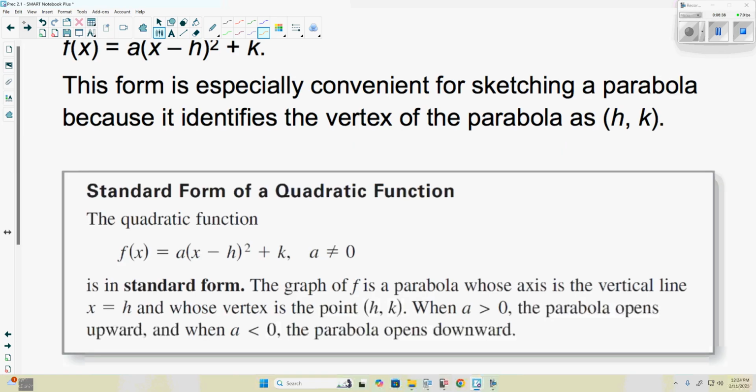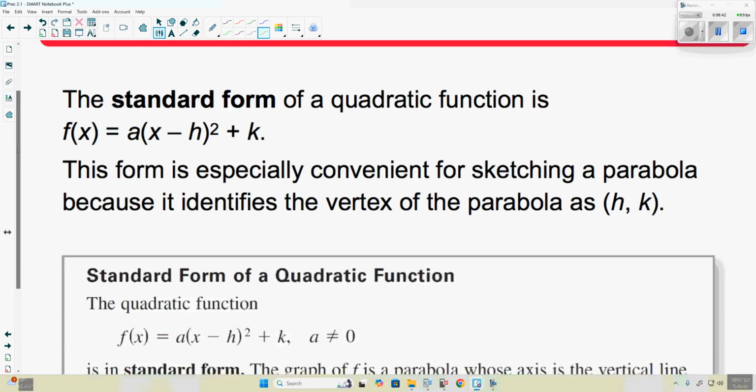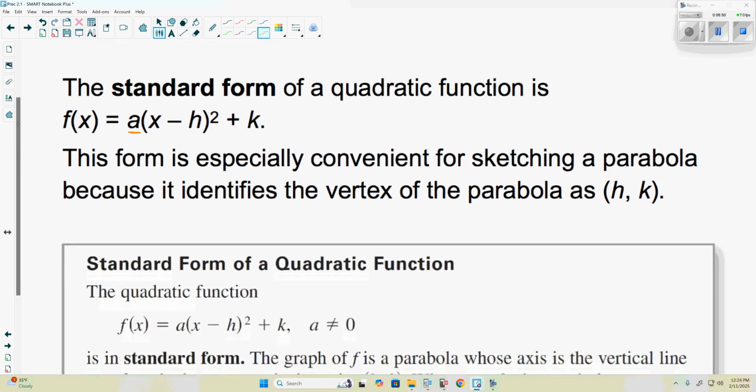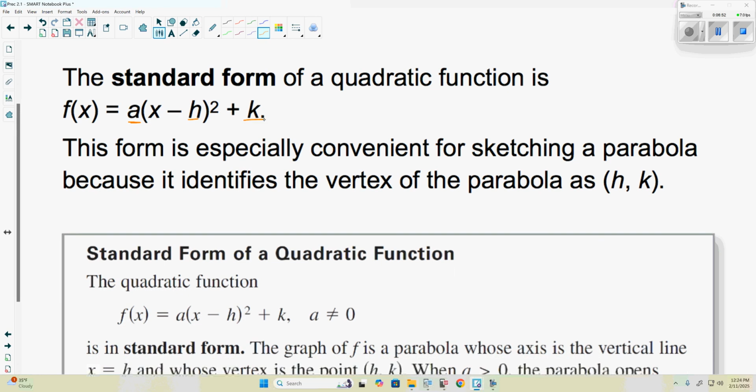Standard form of a quadratic equation. They call it standard form. I call it vertex form. It is the same thing. It's our a times x minus h squared plus k. A is our vertical stretch or shrink. H and k are the values of the vertex.